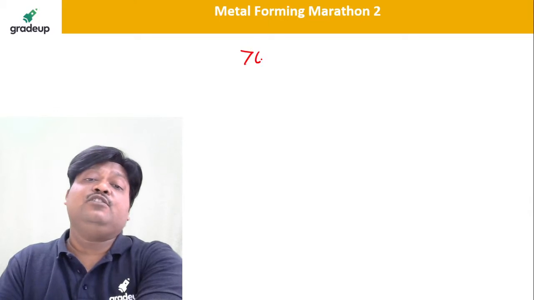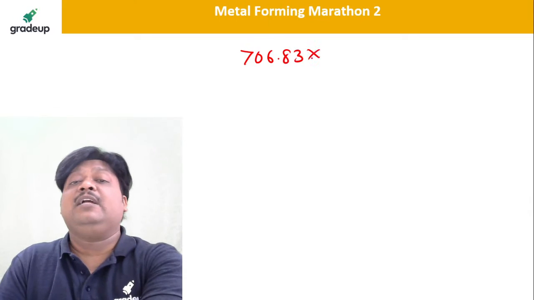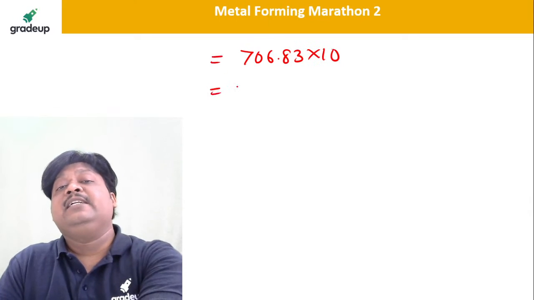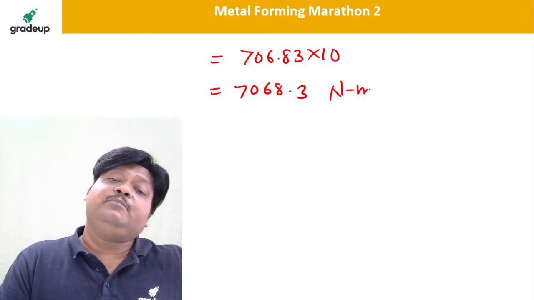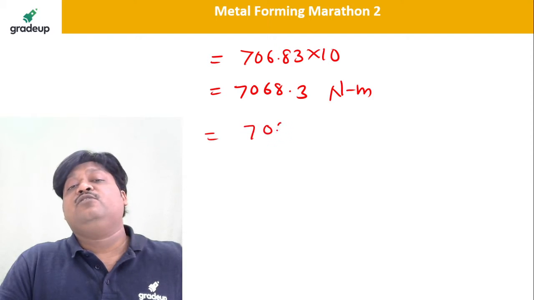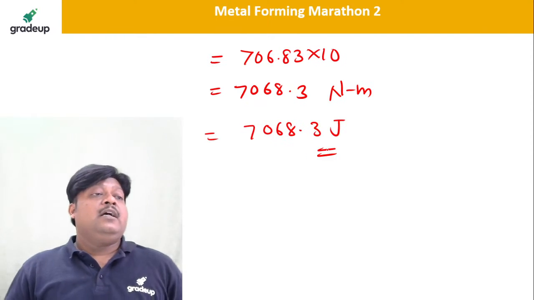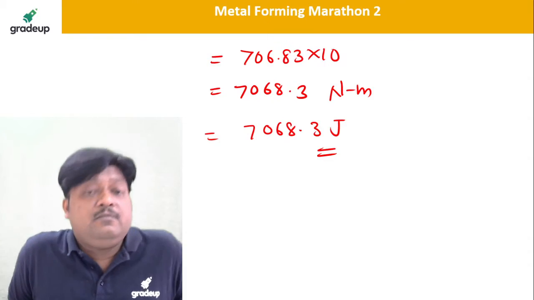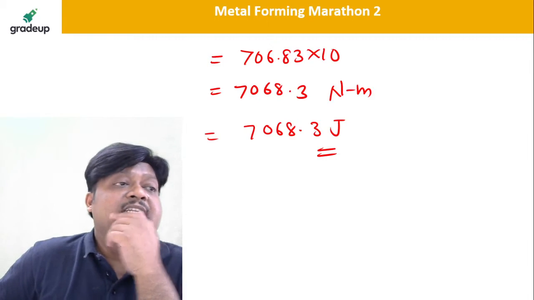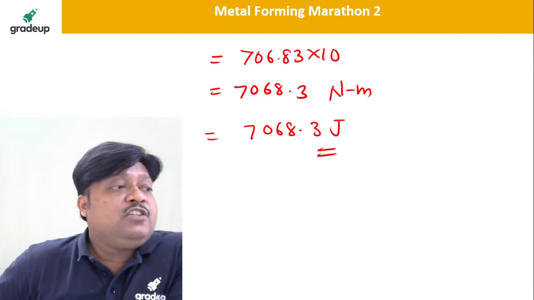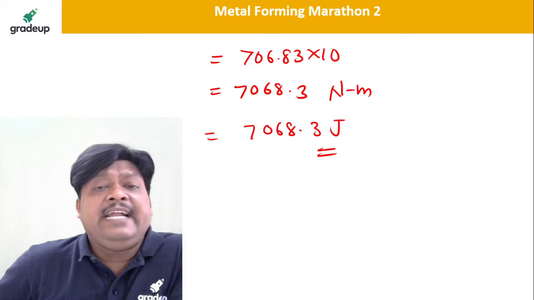706.83 multiplied by 10 will be 7068.3. It will be newton meter, so it will be 7068.3 joules. I hope it is clear. Yes or no? Dear, please understand.